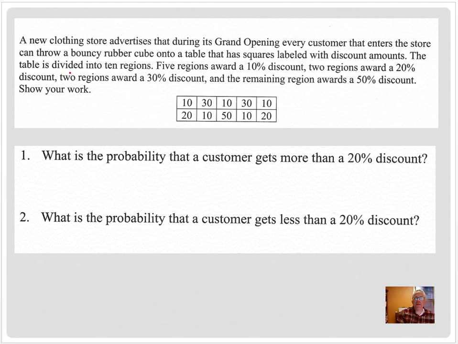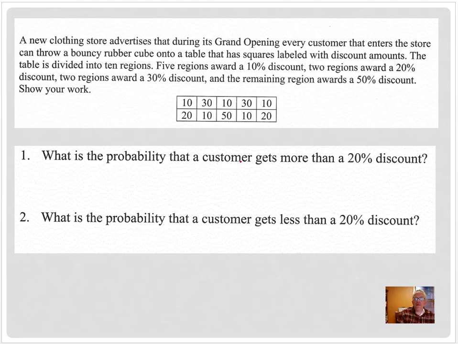All right, so it says the table is divided into 10 regions. 5 regions award a 10% discount, 2 regions award a 20% discount, 2 regions a 30% discount, and the rest a 50% discount. We're going to use this same problem statement for a couple parts, a couple slides.